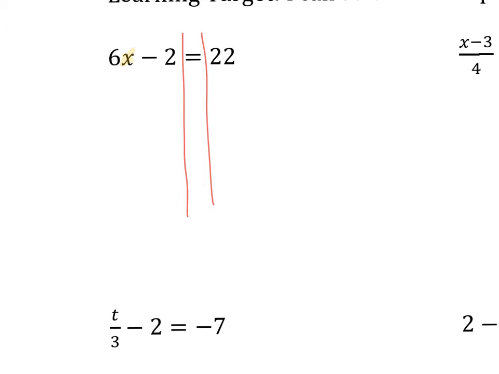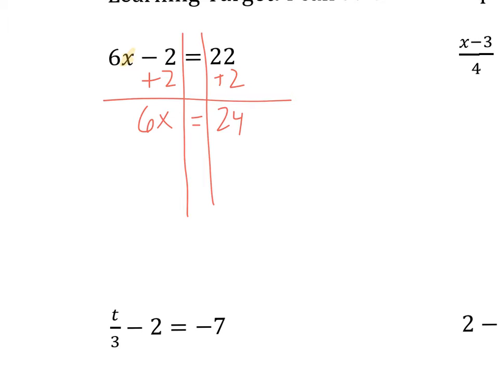So our first step here is going to be to add 2 to both sides, because the inverse of subtracting 2 is adding 2. Okay, because then we have 6x minus 2, and then we're adding 2, so that gives us 0. So we just have 6x left on the right-hand side is equal to 24. And we add 2 to the other side to keep the equation balanced and keep its equality.